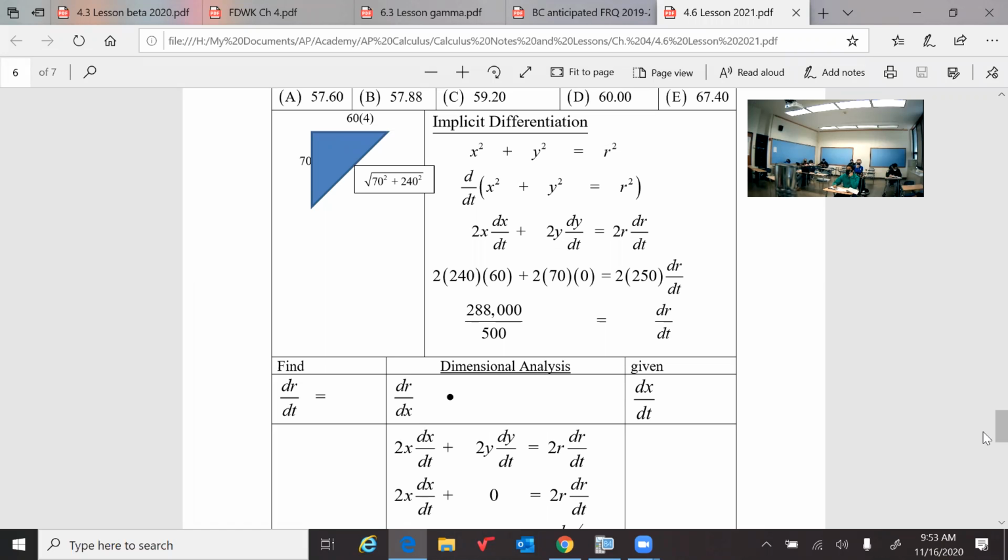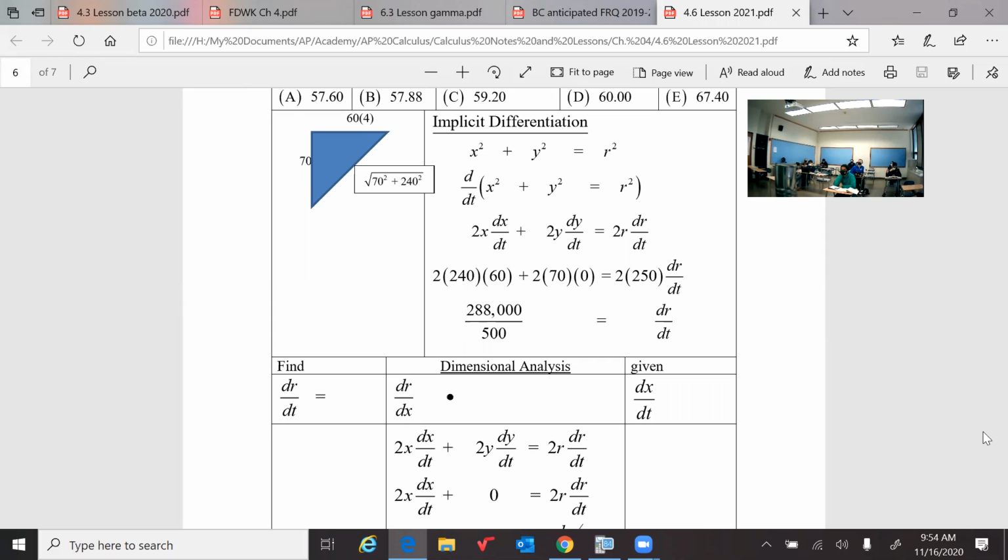So the first thing is, if you did it implicitly, what do we get? 2x dx/dt plus 2y dy/dt equals 2r dr/dt. We're trying to get dr/dt. That's what we're looking for. So where there's 2x, we wrote 2 times what x equals, 240, times dx/dt, which was 60. They told us that was the change horizontally with respect to time.